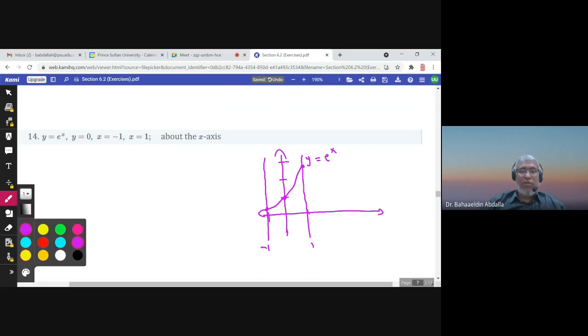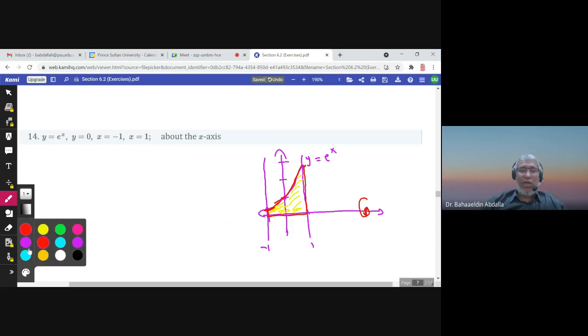And the region bounded by all of these lines and curves is this one. So x equals negative 1 and x equals 1 and y equals 0. Notice, all of the curves: y equals 0, x equals 1, x equals negative 1, and the curve e to the power x. So this is the region, and we need to rotate this region again about the x-axis.